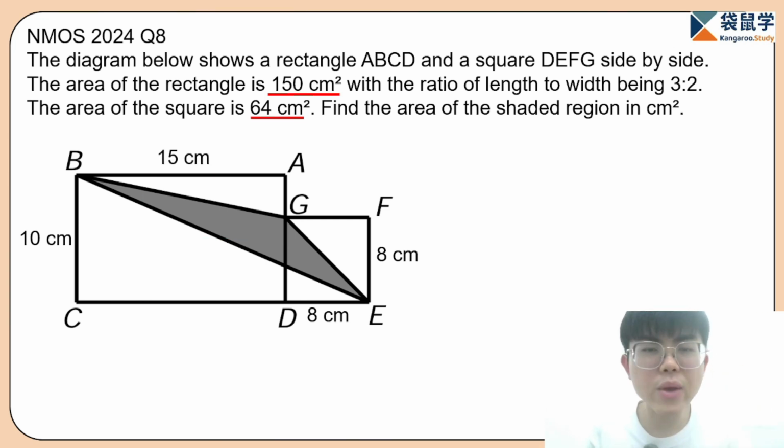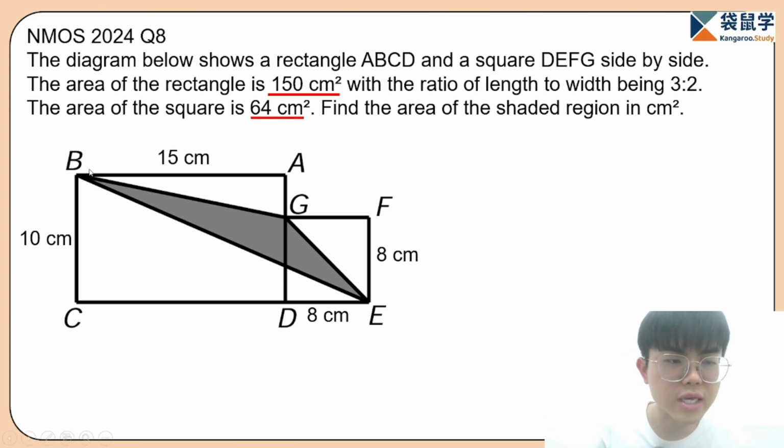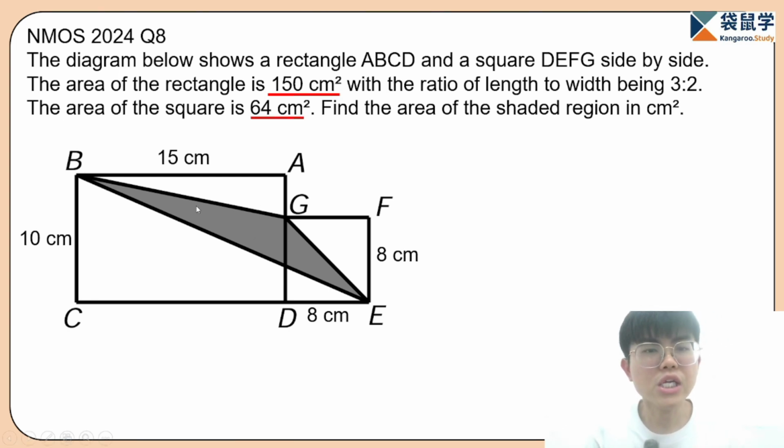Alright, let's see if we can find the area of our shaded region, which is the triangle GEB. Can we calculate the area of this shaded region directly? It seems impossible to do it. We are not given any side length of this triangle GEB. Let's see if we can find another way to calculate it.